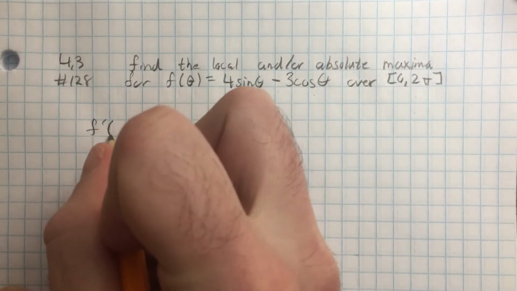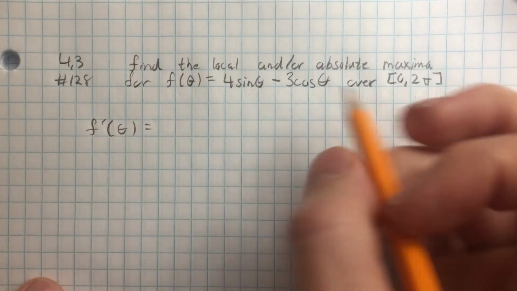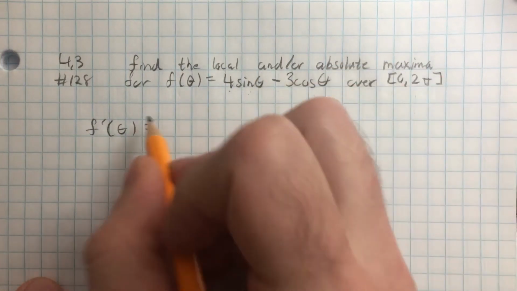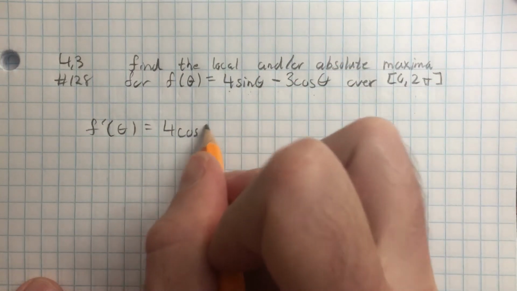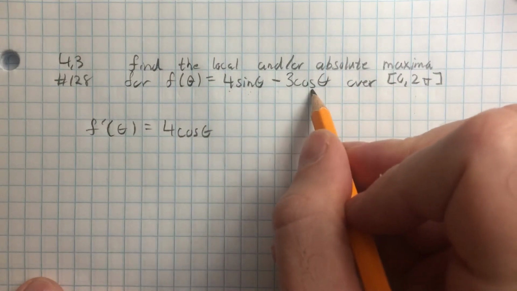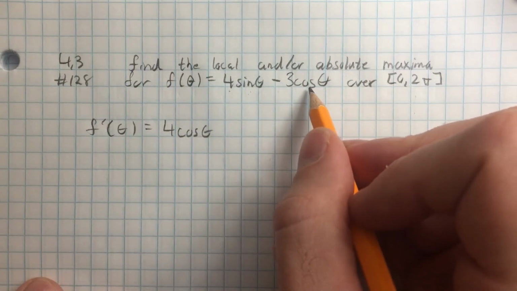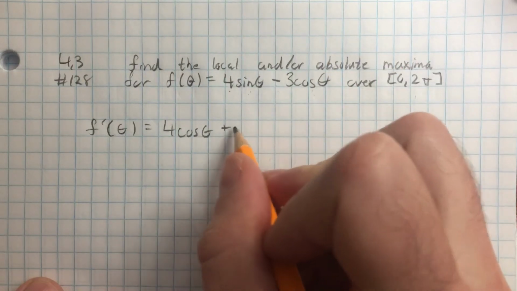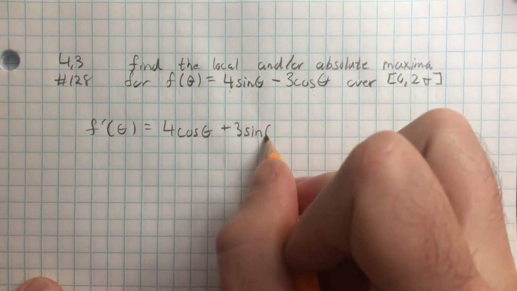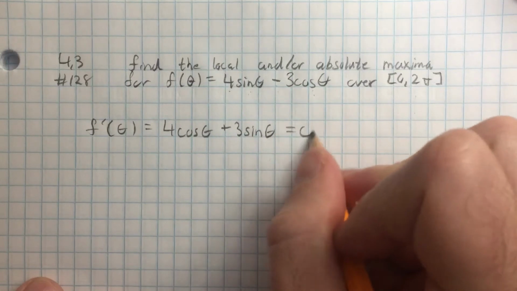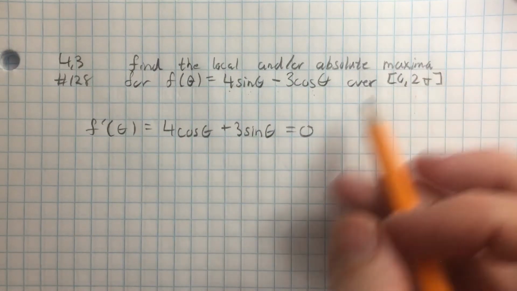So f prime of theta should be, the derivative of 4 sine is of course 4 cos. The derivative of 3 cos is of course negative 3 sine. So coupled with this negative should give us a positive 3 sine theta. I would like to know where this is equal to 0. I would also like to know where it's undefined.